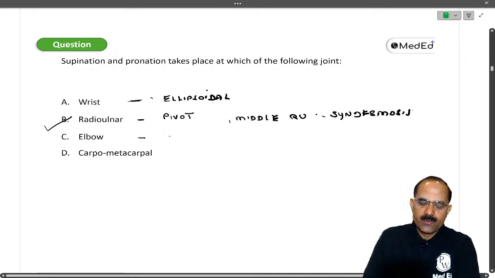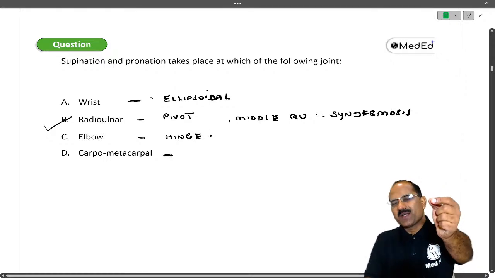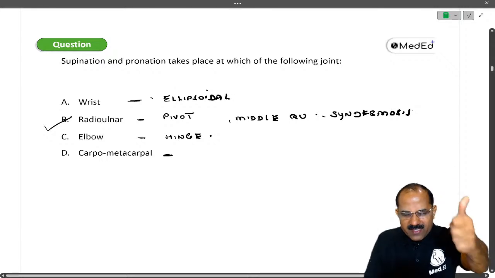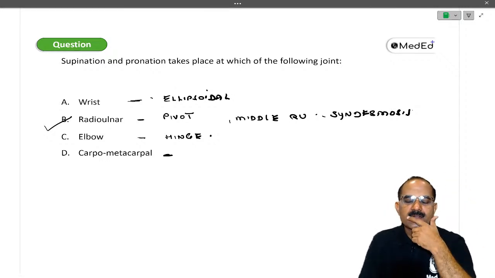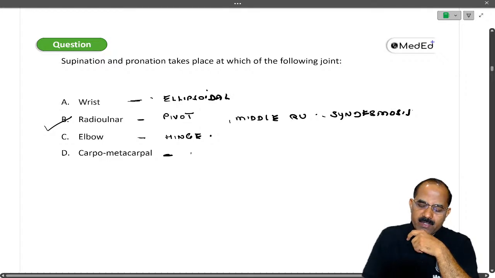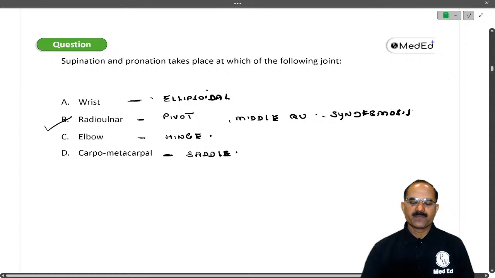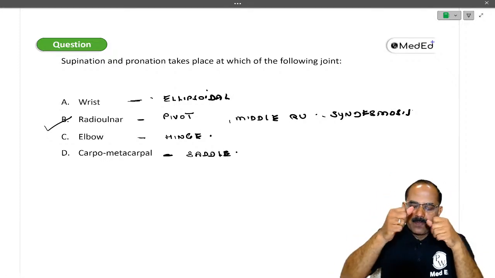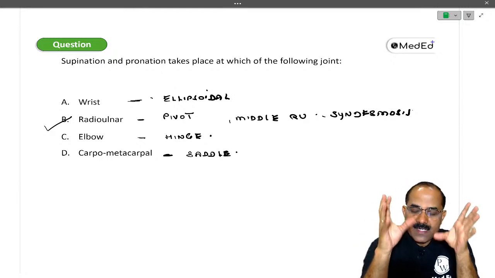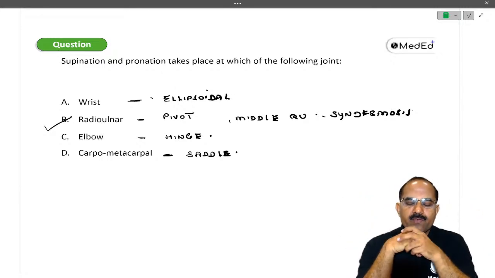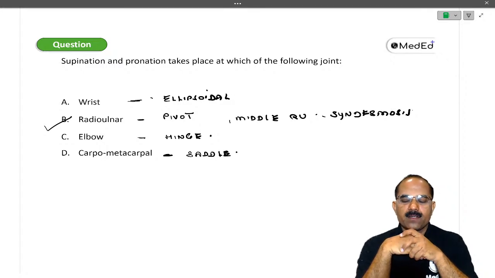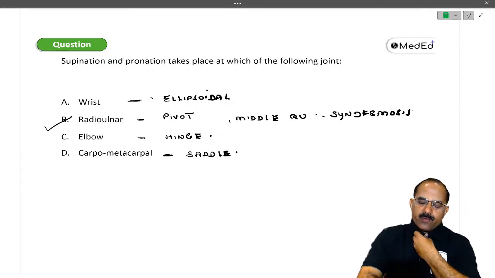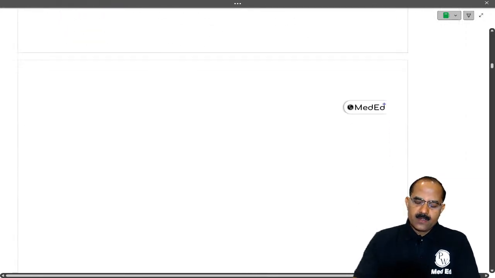Elbow joint. What joint is the elbow? Hinge joint. Carpometacarpal joint. Come on. The first carpometacarpal joint is what type of joint? The first carpometacarpal joint is a saddle type of synovial joint. Elbow joint is a hinge joint. Saddle type. Okay, clear to all of you? Fine. Coming to the next MCQ.